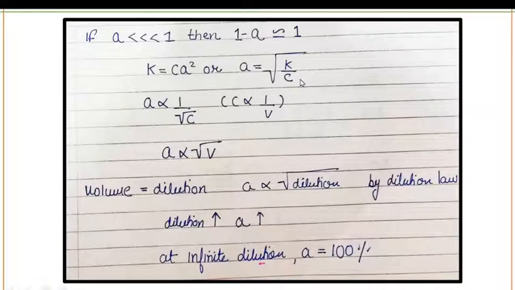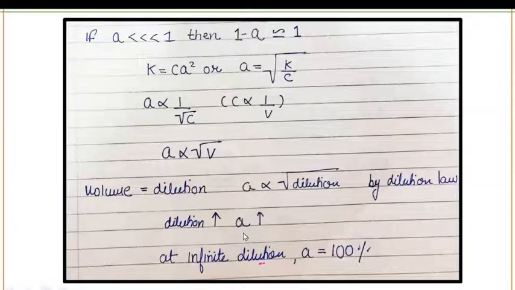And alpha is directly proportional to 1 divided by under root C, and alpha is directly proportional to under root of V. Why? Because concentration is inversely proportional to 1 by volume, and volume is equal to dilution. That's why alpha is directly proportional to dilution by dilution law. And as the dilution increases, alpha increases, and at infinite dilution alpha will be 100%, meaning the degree of ionization will be 100%.